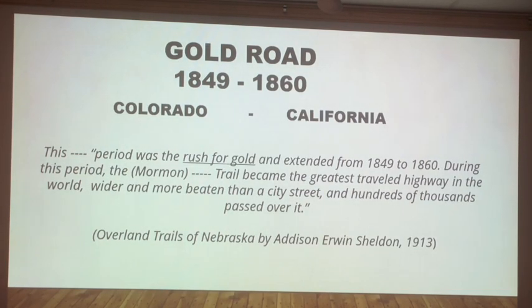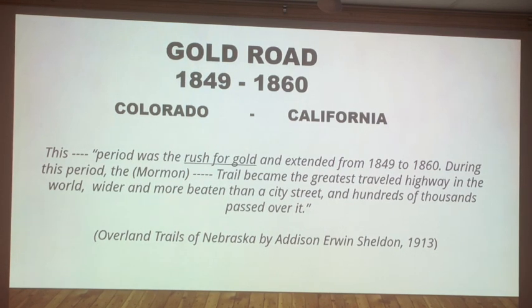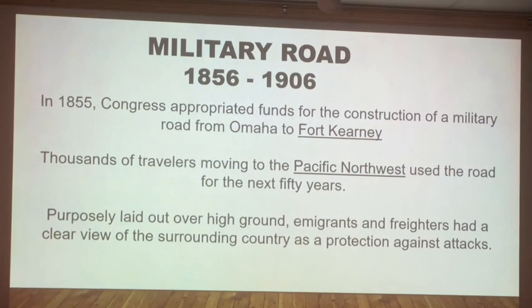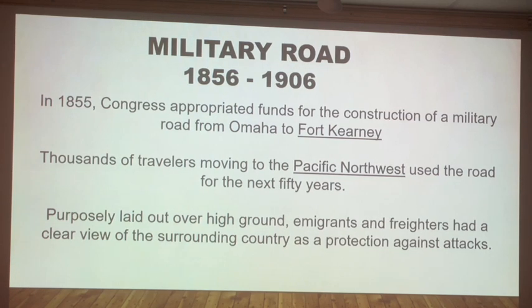The next trail would be the Gold Road. Of course, it was the 49ers, the gold rush to Colorado, the gold rush to California, and so it became very popular on the north side of the Platte River. And then finally the Military Road. In 1855, Congress appropriated funds for the construction of the Military Road from Omaha to Fort Kearney. And basically the Mormon Trail through Platte County is the same as the Military Road.